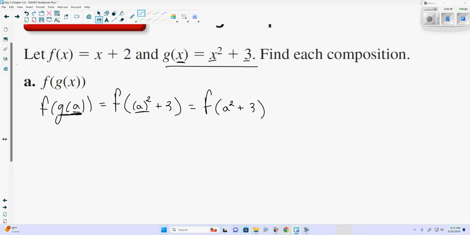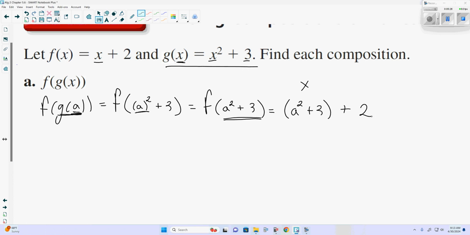So we were given f of x. F of x is x plus 2. We don't have f of x anymore. We have f of a squared plus 3, yes? That means with our f of x function, we're going to replace every x in that function with what? A squared plus 3. So since it was x plus 2, it's now a squared plus 3 plus 2. Our a squared plus 3 replaced our x. So we now have a squared plus 3 plus 2.